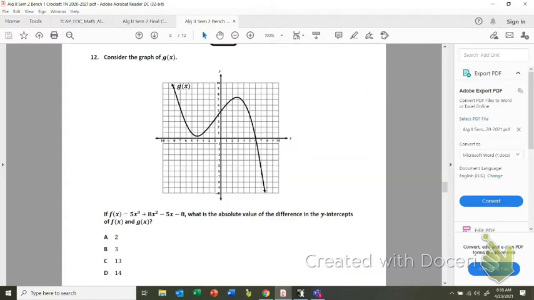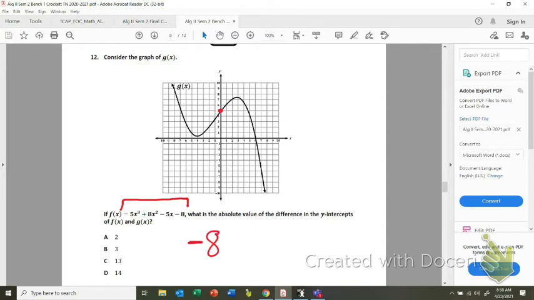Number 12's got to be the easiest one on here, I think. You were looking at the y-intercepts. The y-intercept is where it crosses what axis? The y-axis. All right, so on that graph, what is the y-intercept? Positive 5. Put a point on positive 5. In this equation down here, what is the y-intercept? Negative 8.